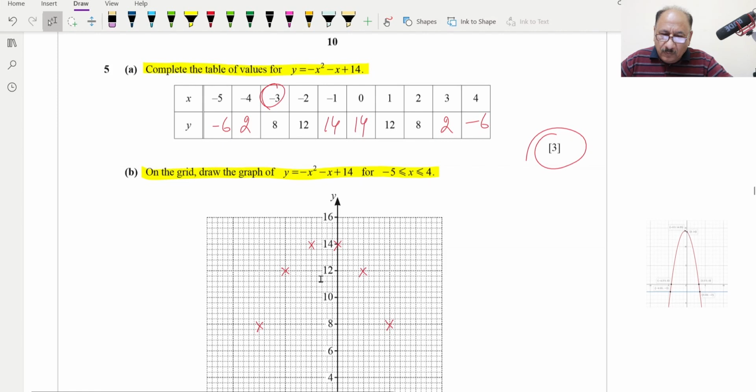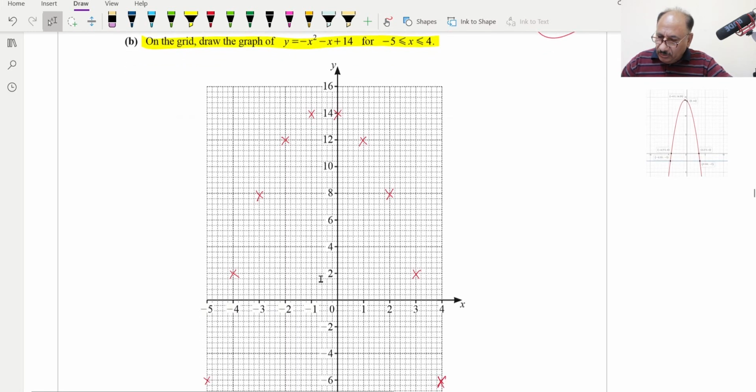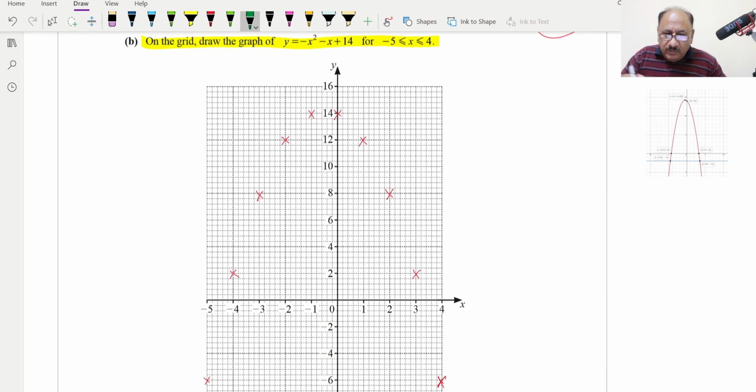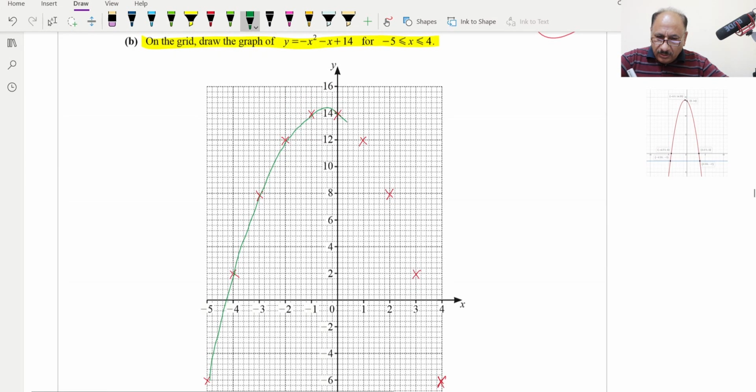But you can see 1 and 0, both values are 14, so we can check for minus 0.5. Calculate for minus 0.5, and we will get 14.25. So 14.25 we can take a little above this, so we can draw 14.25 like this, and this will be the smoother curve which we'll try to draw like this, and we will extend this one like this. Hopefully we are drawing a smoother curve.